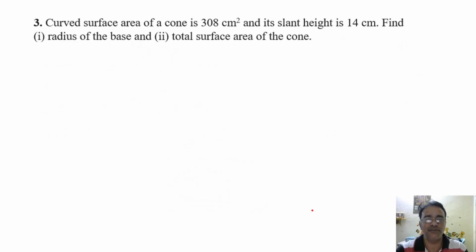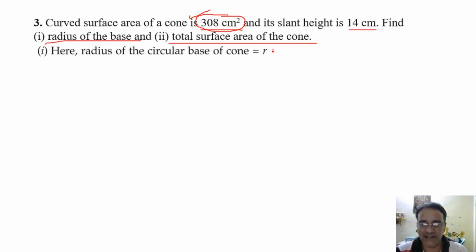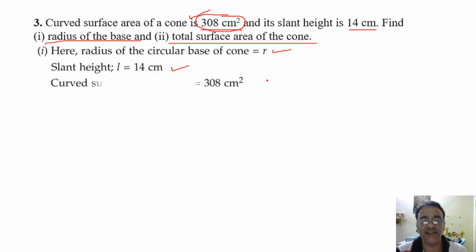Now we'll move to the third question. In this question, curved surface area is given and slant height is given. We need to find the radius of the base and the total surface area of the cone. So what is the formula of curved surface area? Pi r l. So we'll write what is given first. Let the radius be R, slant height is 14, and curved surface area is given as 308, and this is nothing but pi r l. Now we'll substitute all the values: 22 by 7 R into 14.